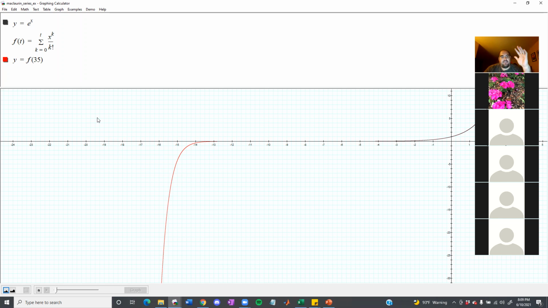But I'm running into this place now where I know mathematically that since I calculated the radius of convergence and found that it was infinite, I can make this Taylor series as close an approximation as I want to e to the x, but I'm running into this situation where I don't have the computing power to do it quickly.